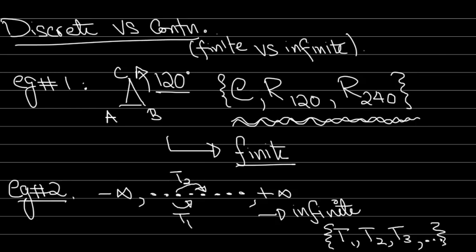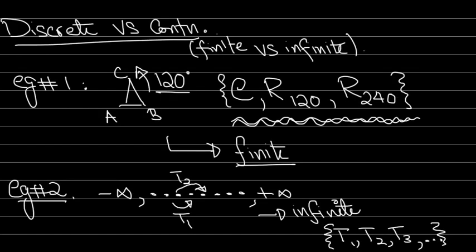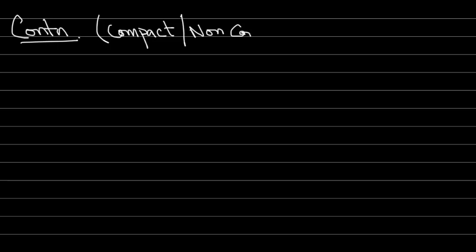Okay, so now let's talk about continuous symmetries, right? Over here we talked about these examples that were for discrete symmetries, right? This one. And in discrete, we were able to also talk about finite and infinite cases. In continuous symmetries, we will be able to talk about compact and non-compact cases.